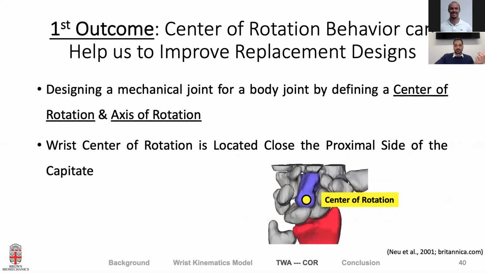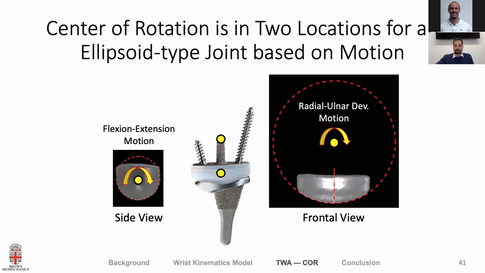For the wrist, previous studies have shown the center of rotation is located at the proximal side of the capitate with minimal distal proximal, or up and down, movement. But none of these studies have looked at the overall behavior of the center of rotation across various movements. For the implant design, based on our understanding of how the articulation should move, we can hypothesize a center of rotation location.